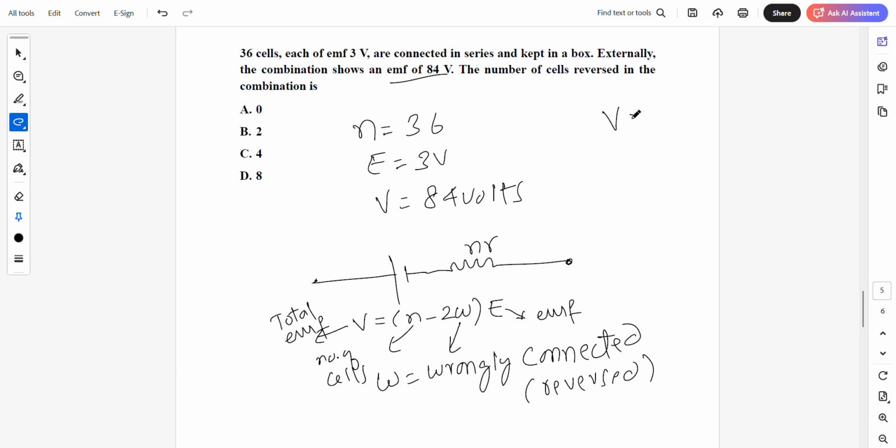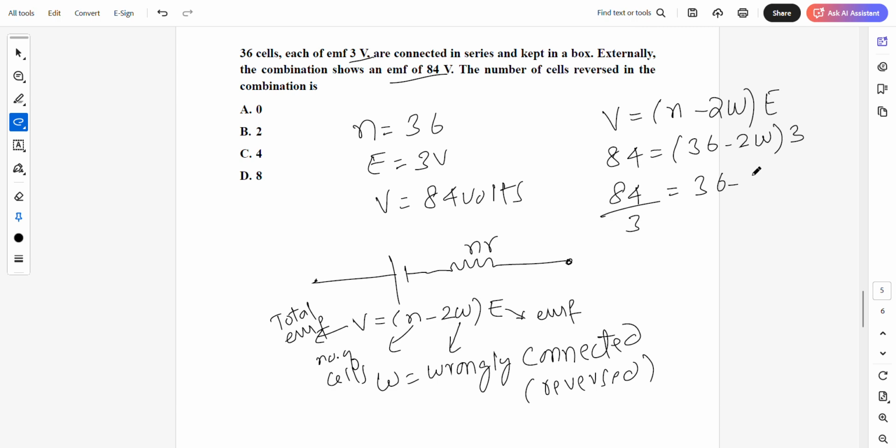Now we have the formula V is equal to n minus 2W into E. They have given V. How much have they given? 84. Number of cells, how much? 36. Minus 2W we do not know. E, how much have they given? 3. So 84 by 3 is equal to 36 minus 2W. 84 by 3 is 28, which is equal to 36 minus 2W.